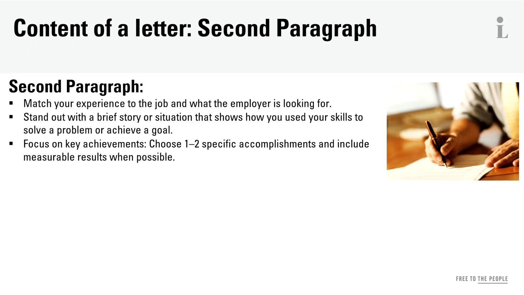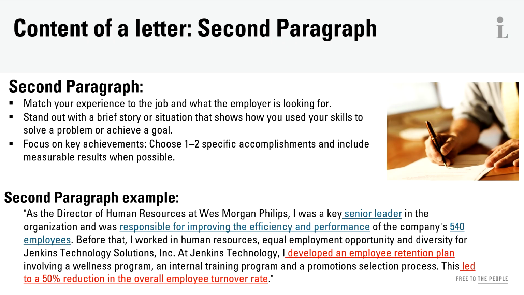Whenever possible, include measurable results, such as percentages, dollar amounts, or other outcomes to show the real impact that you made. Here's an example. As the Director of Human Resources at West Morgan Phillips, I was a key senior leader in the organization and was responsible for improving the efficiency and performance of the company's 540 employees.